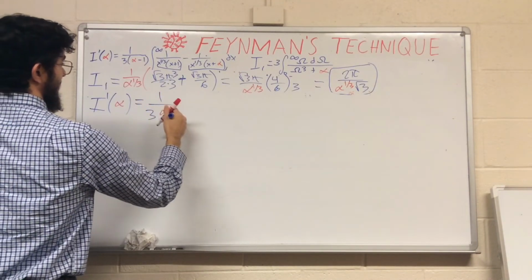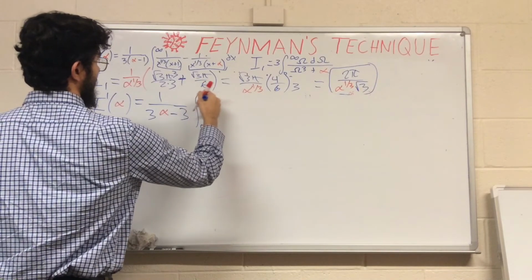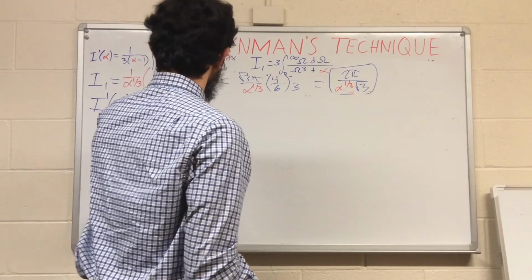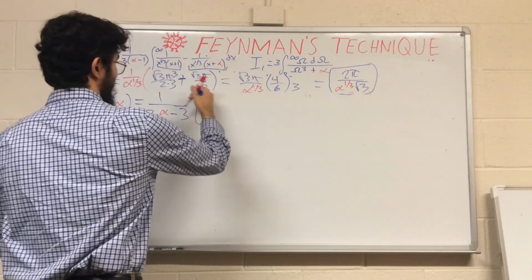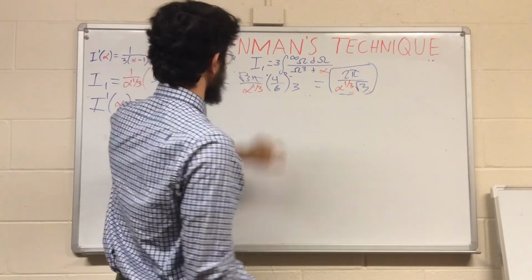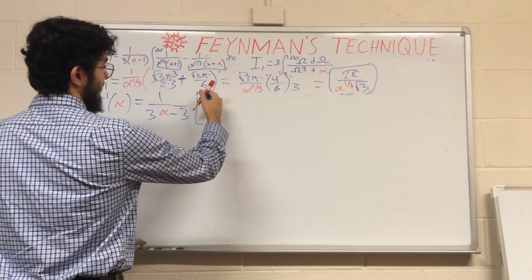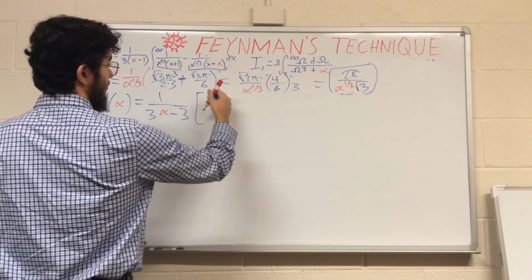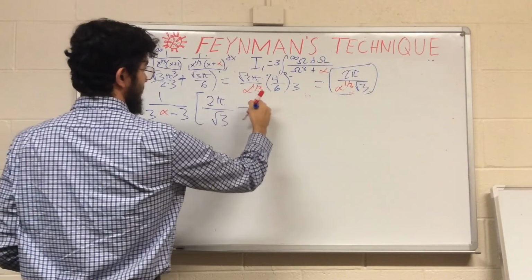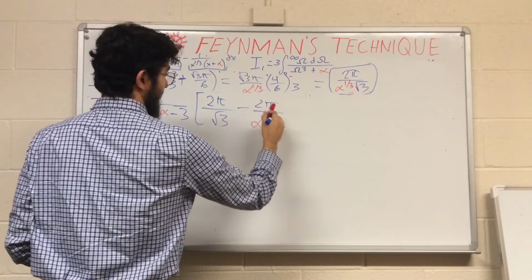1/3 alpha minus 3 times the integral from 0 to infinity. Oh, I'm sorry, I already evaluated that. So it's going to be multiplied by, we found the integral of that, so we put negative in front of it, and for this it's going to be the positive of that, where alpha is 1. So we got 2 pi divided by radical 3 minus 2 pi divided by alpha to the 1/3 times radical 3.